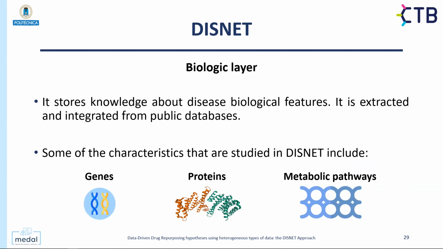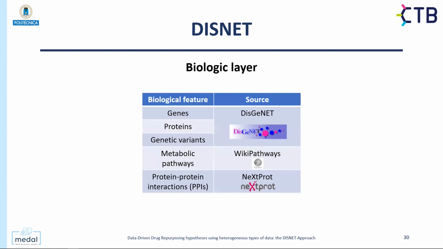In the biological layer, we have mainly three elements, although we have more indeed. These three elements are the base: genes, proteins, and pathways. And we get them from sources such as DISNET, WikiPathways, and neXtProt. As I told you, we are getting more information. We are now working on protein sequences and gene sequences, amino acid and nucleotide, to extract and work with this information. We also have some circular RNA information.